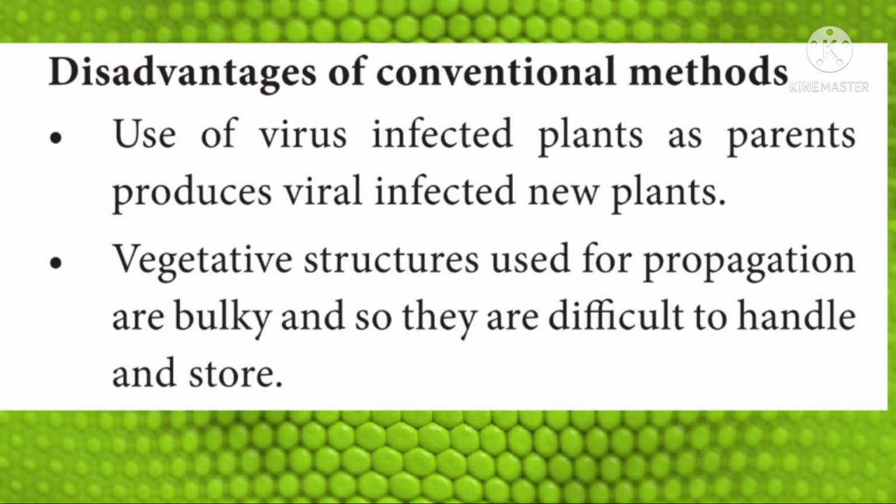The use of virus infected plants as parents will produce virus infected new plants. So for these conventional techniques, the parent plants should be free of any disease. That is very important. And for the next one, vegetative structures used for propagation are bulky. For example, stems and roots are very large in size, so it is very difficult to handle and store these things.